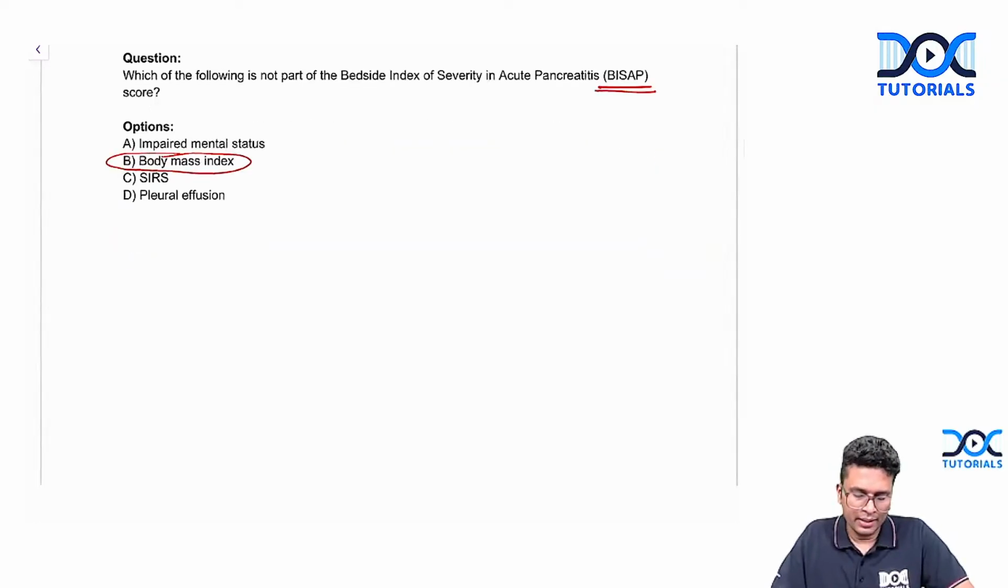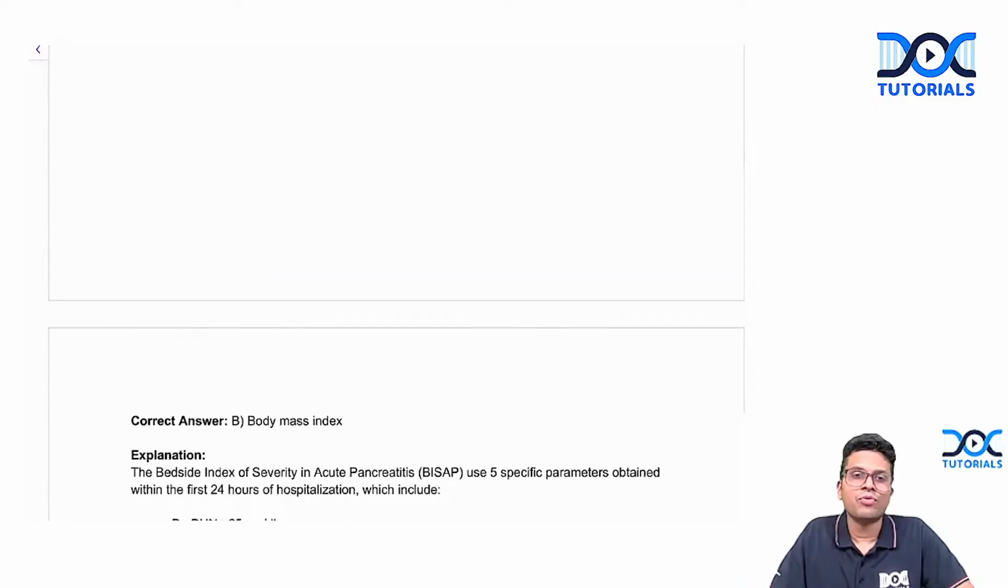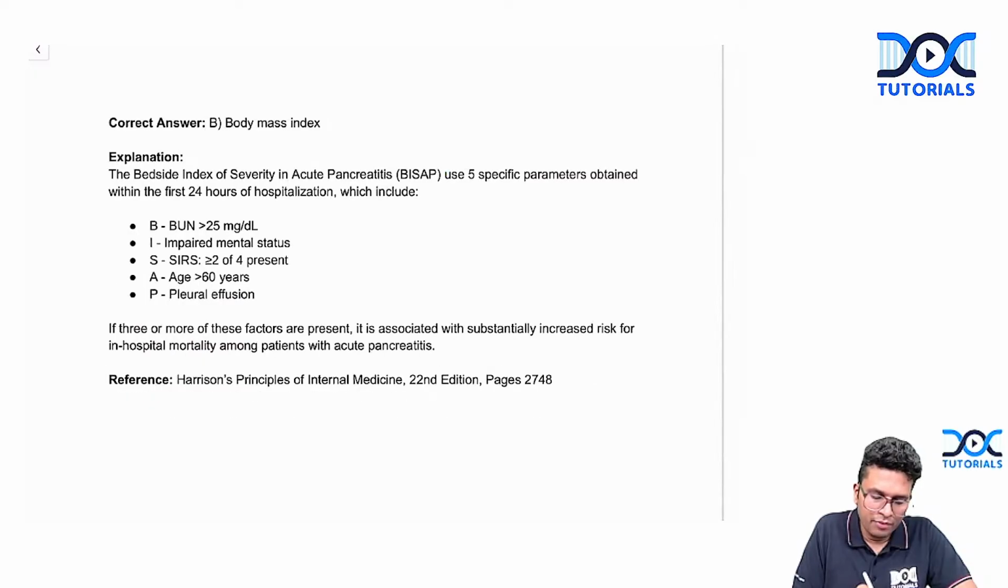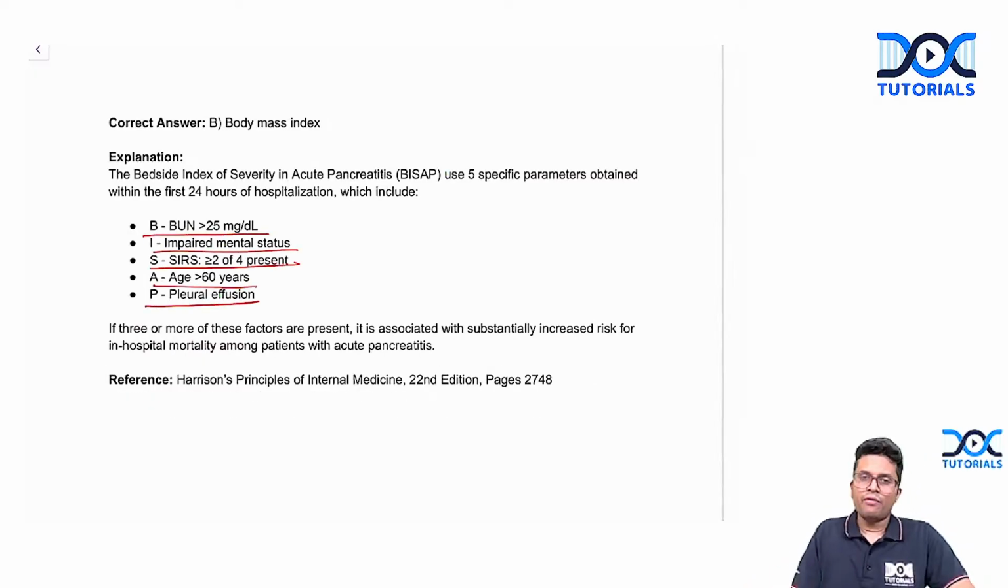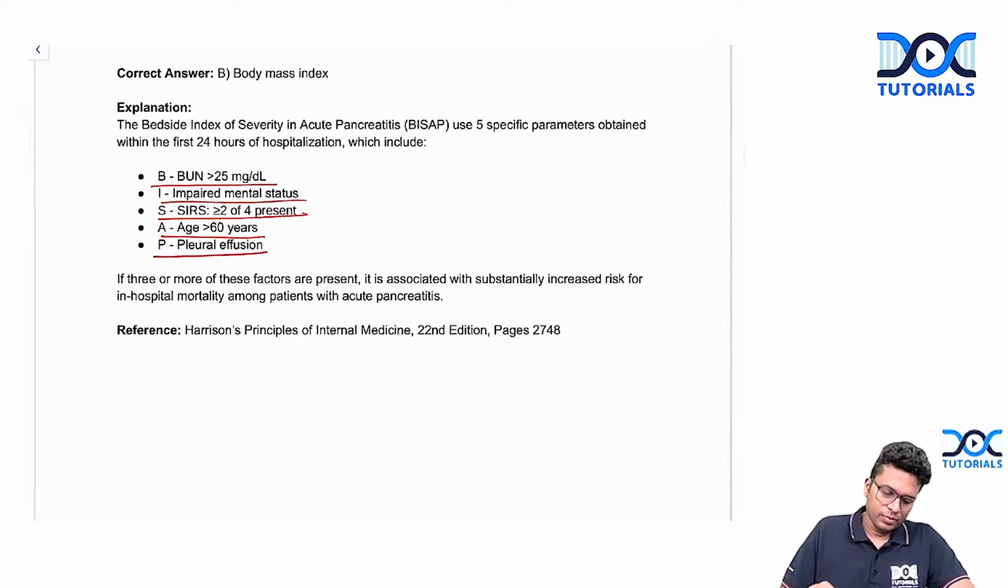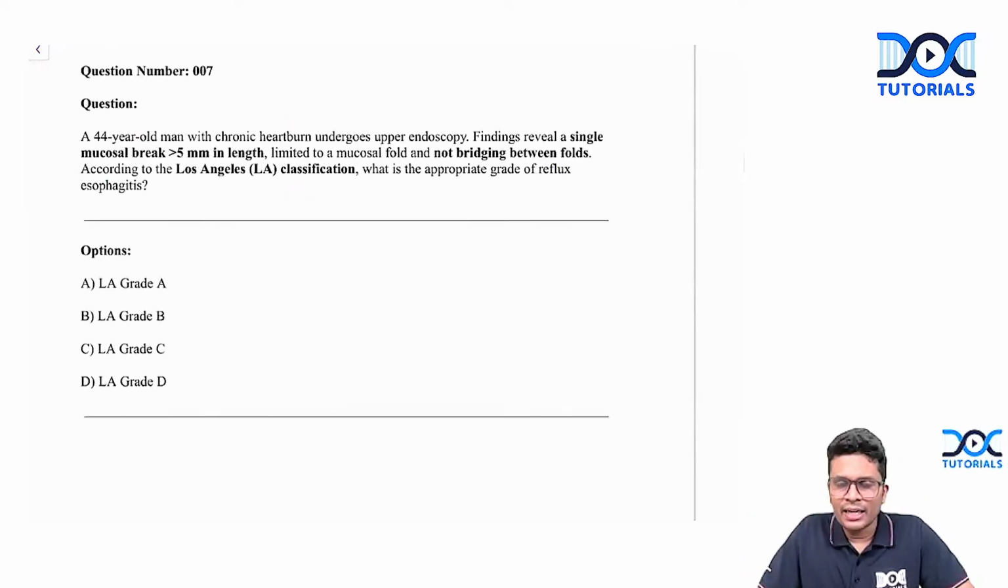One of the important criteria is the BISAP criteria, where B stands for BUN, I for impaired mental status, S for SIRS, A for age, and P for pleural effusion. This criteria has 5 parameters and helps us assess the severity and the need for admission in patients who present with acute pancreatitis. If 3 or more of these factors are present, it is associated with substantial risk of in-hospital mortality. There are also other scores you can read about in parallel.